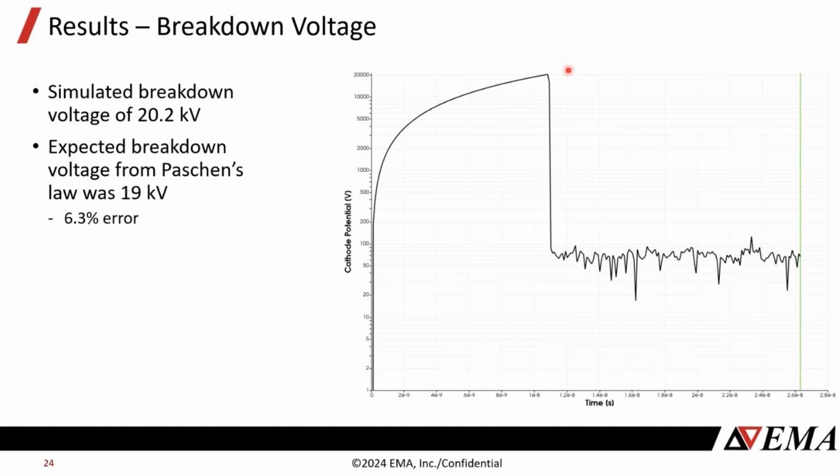But at the end of the day, Paschen's law only tells you the minimum breakdown voltage. It doesn't actually tell you what the breakdown voltage will be for your setup. It just tells you the absolute minimum voltage you can have for breakdown to occur. But you can, of course, break down at higher voltages.